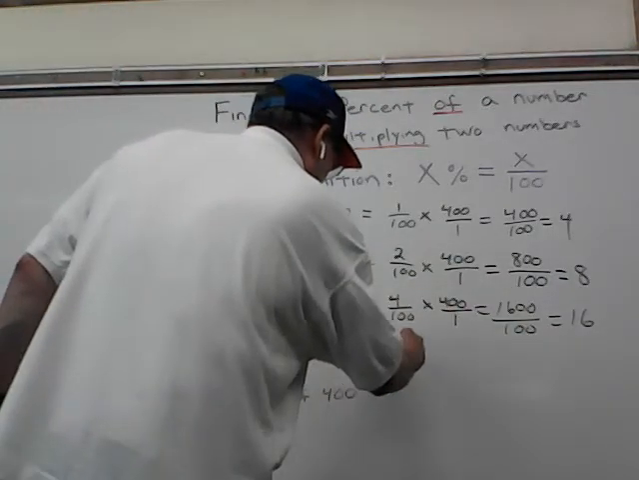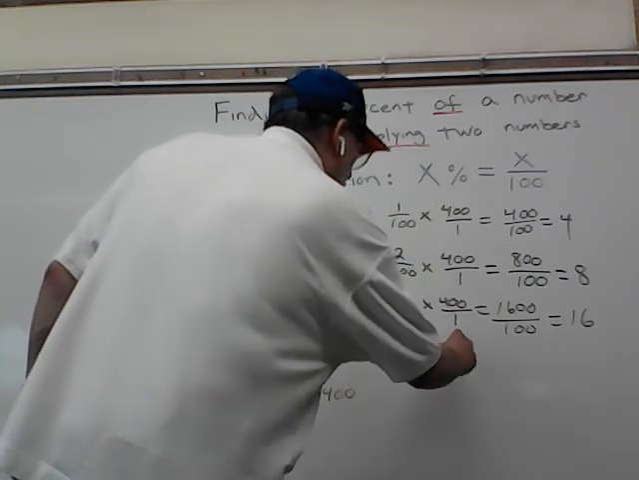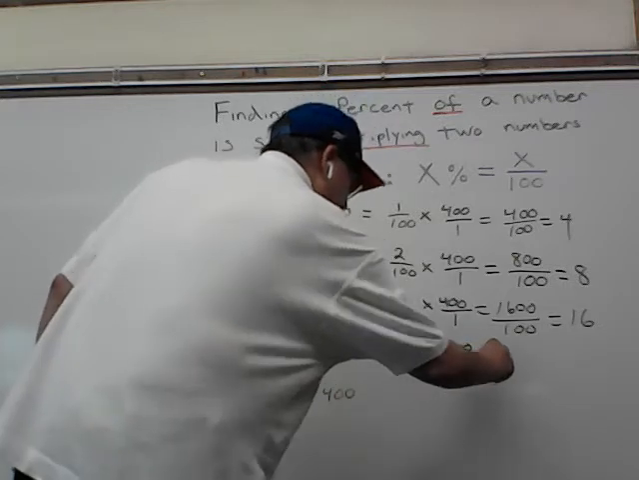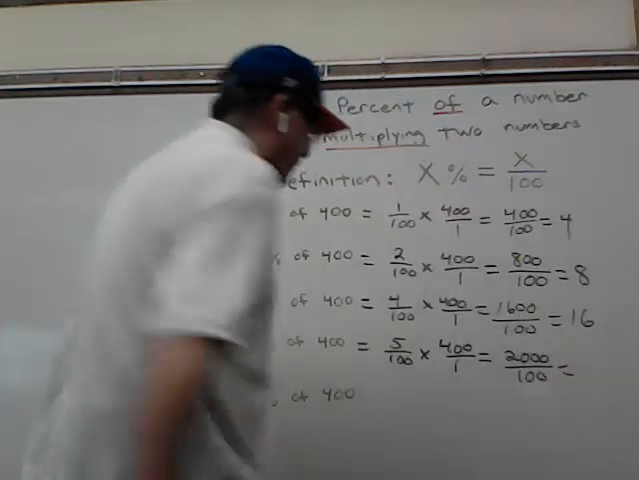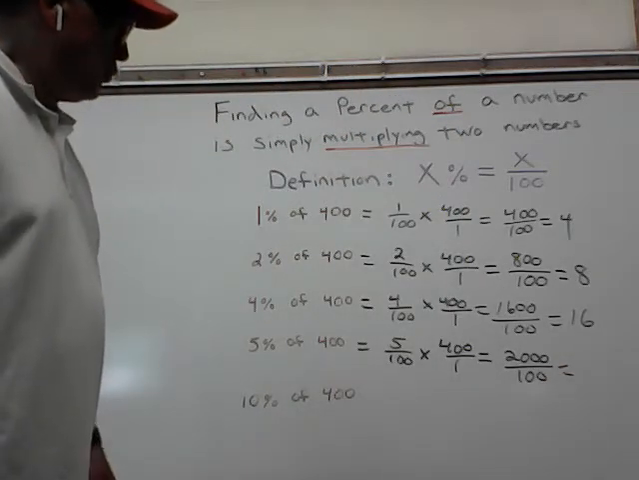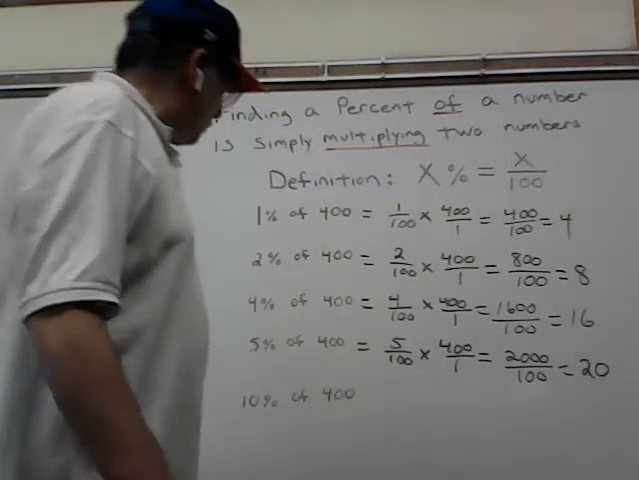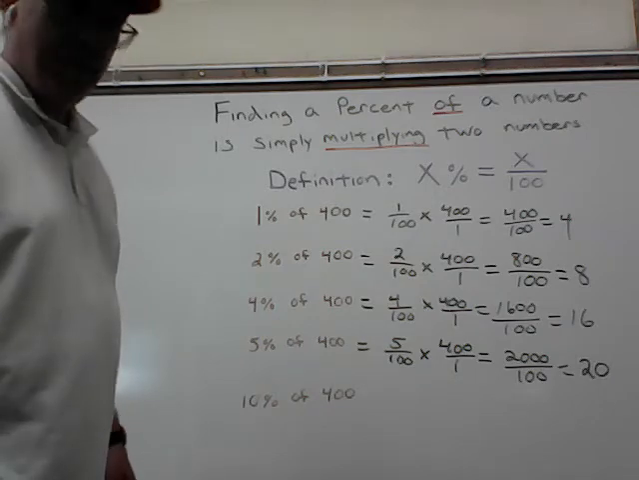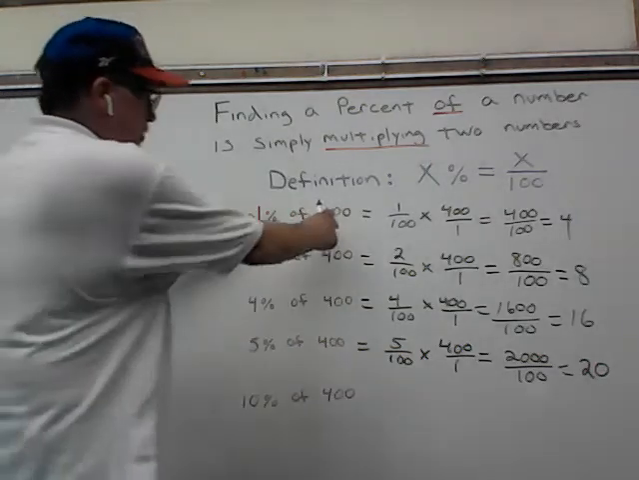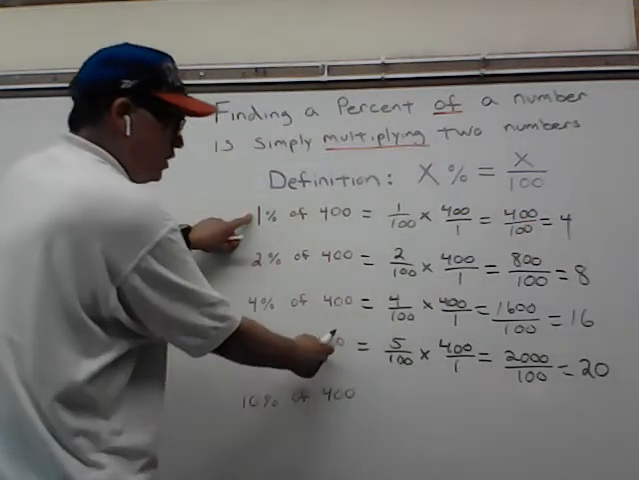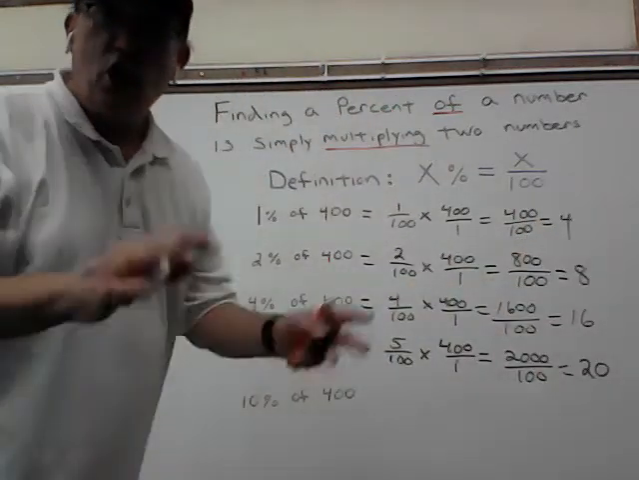5% of 400. 5 over 100 times 400 over 1. That's 2,000 over 100, right? 5 times 400 is 2,000. 2,000 divided by 100 is 20. So 5% of 400 is 20. Now, you could refer back to the 1% of 400. If 1% of 400 is 4, 5% of 400 has to be 5 times bigger than the 4, which is 20. It all fits together.